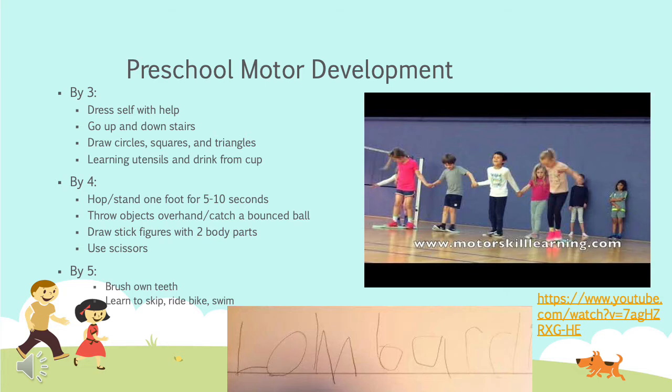By age 4, they are going to hop and stand on one foot for about 5 to 10 seconds. They will throw objects overhand and also catch a bounced ball. Of course, it should be a slow-moving bounced ball. They're going to draw stick figures now, usually with 2 body parts, or they almost look like a potato head figure, but they start to have some defining characteristics as a person.